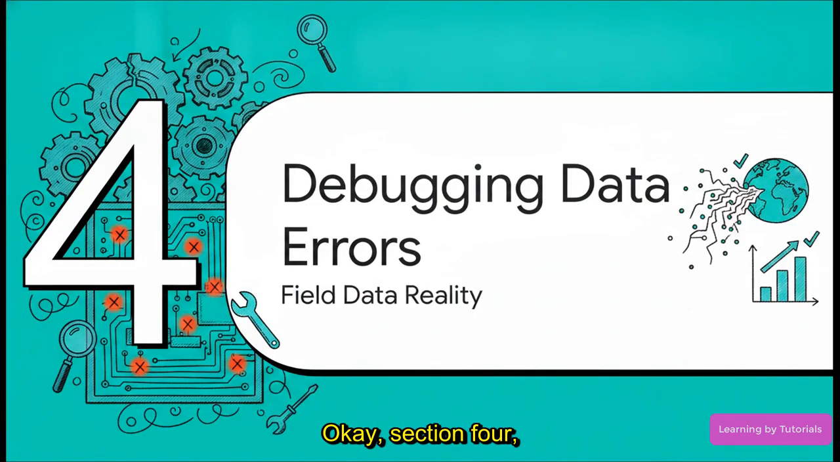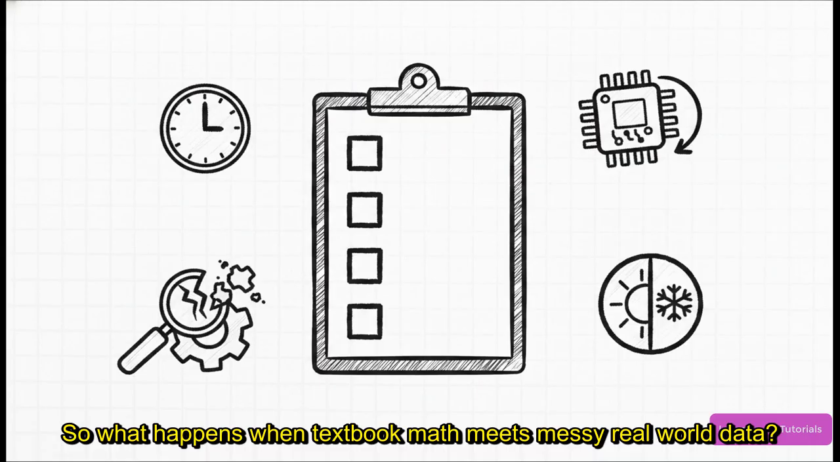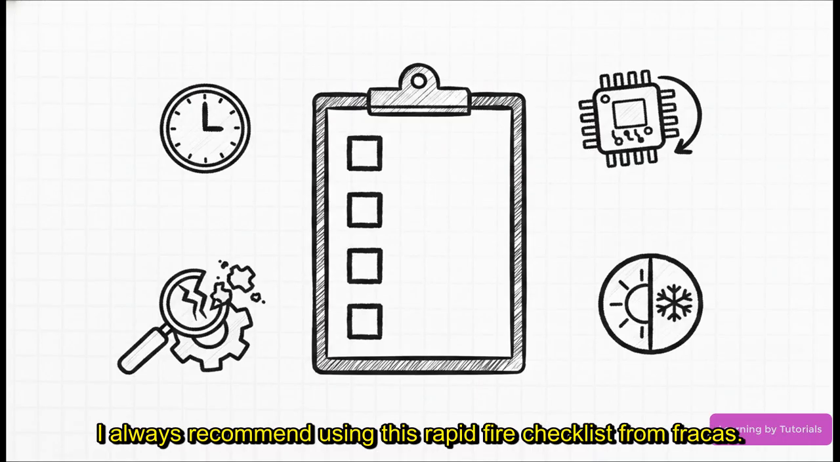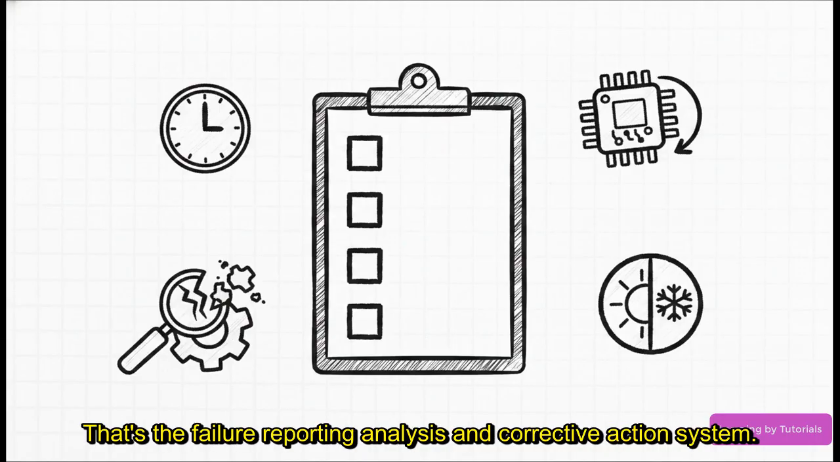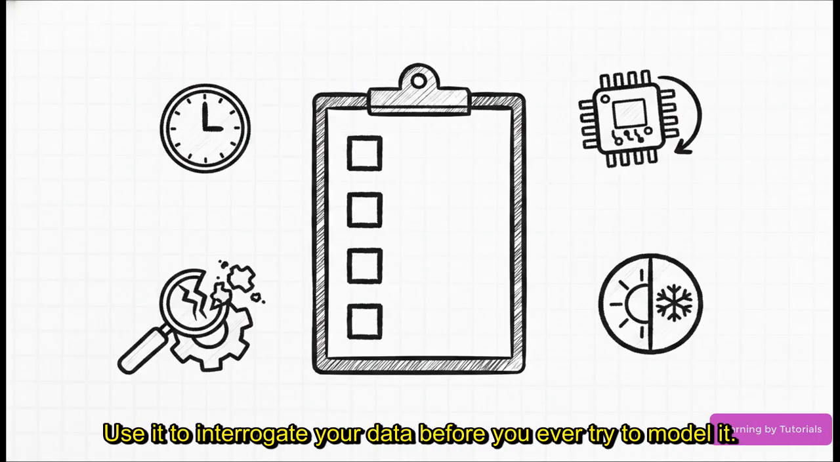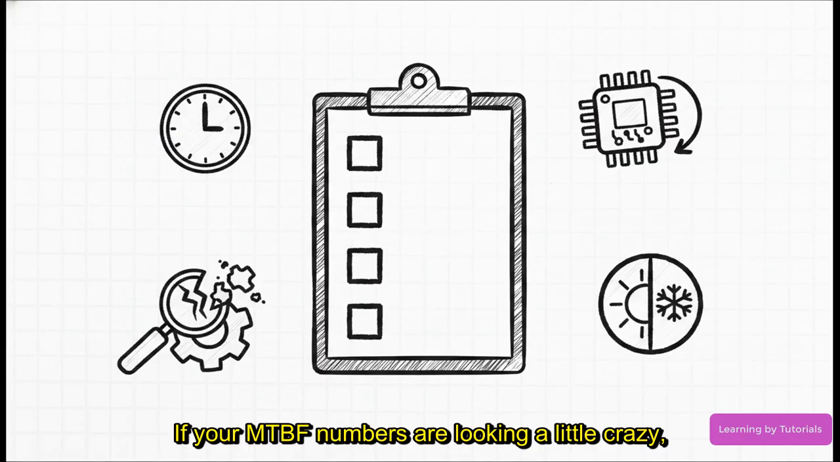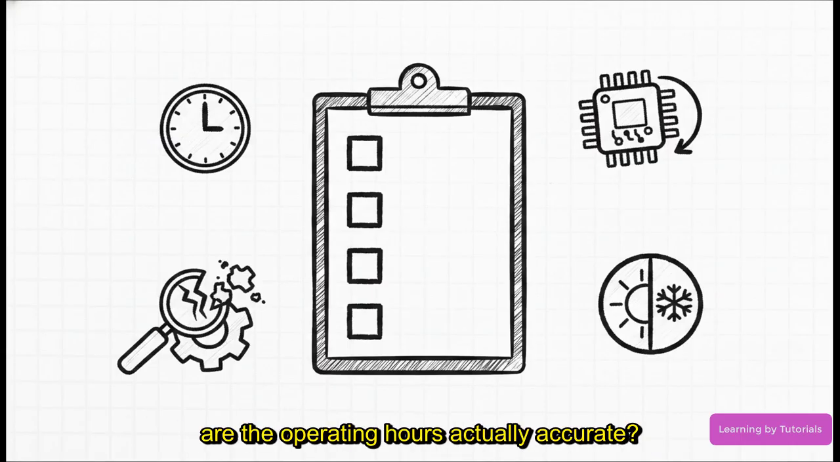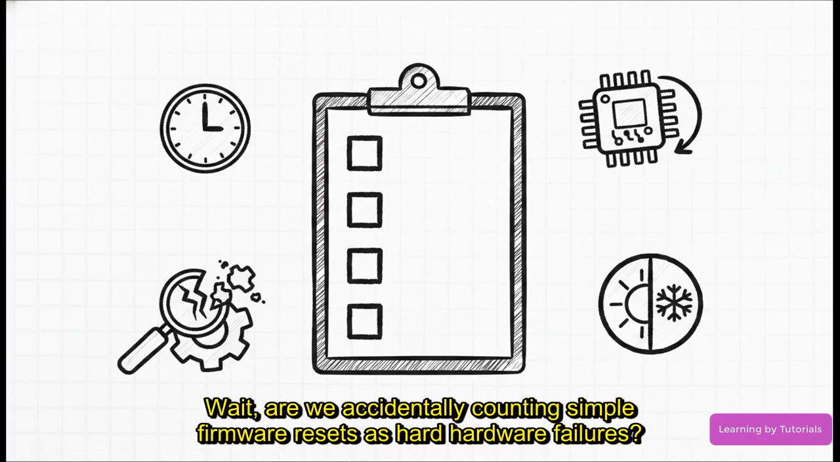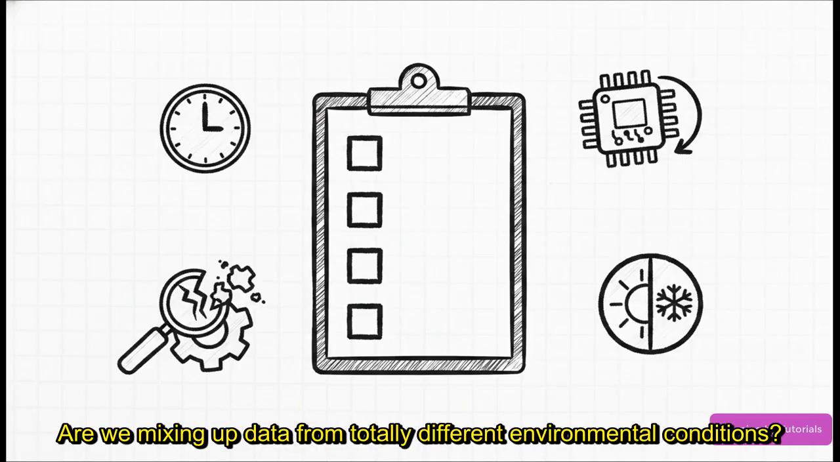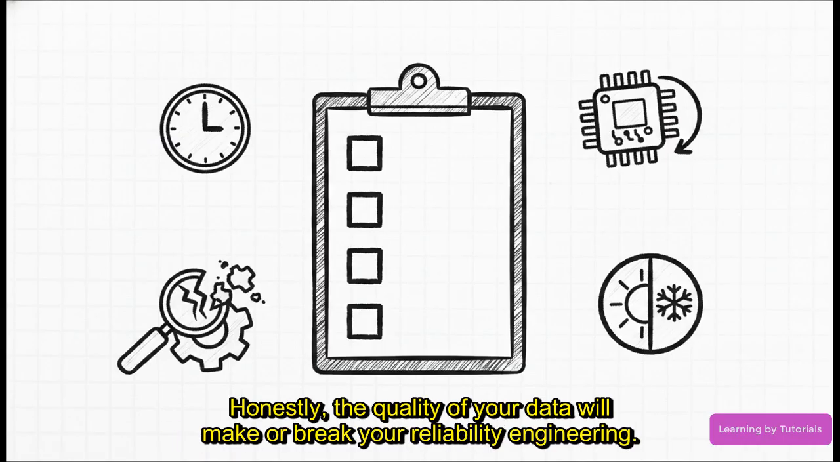Okay, Section 4. Debugging common data errors. So, what happens when textbook math meets messy real-world data? I always recommend using this rapid-fire checklist from FRACAS. That's the Failure Reporting, Analysis, and Corrective Action System. Use it to interrogate your data before you ever try to model it. If your MTBF numbers are looking a little crazy, ask yourself, are the operating hours actually accurate? Wait, are we accidentally counting simple firmware resets as hard hardware failures? Are we mixing up data from totally different environmental conditions? Honestly, the quality of your data will make or break your reliability engineering.